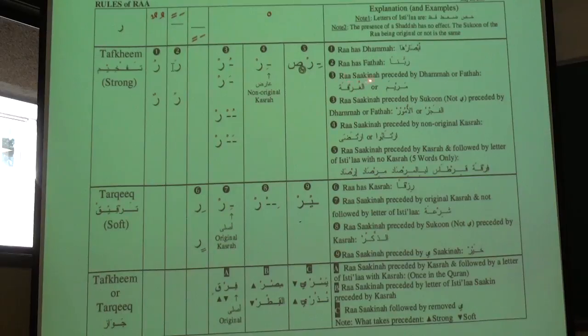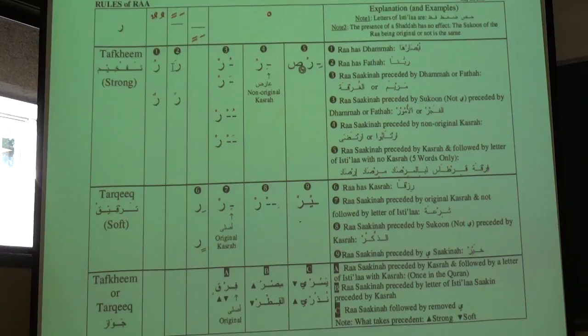And here number 3 it says ra sakina preceded by a dhamma or fatha. Examples are Maryam and Al-Ghurfa. These are examples from the Quran. Anybody can tell me something about this word? What's the common mistake here in this word? Common mistake is that we make it soft.